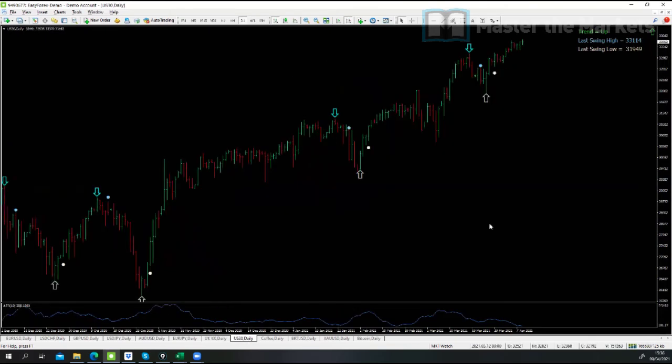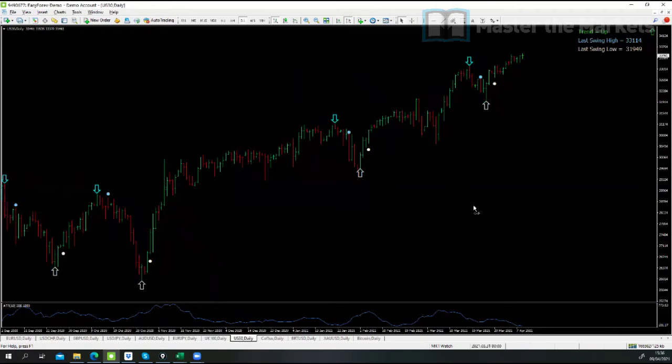FTSE. And the Dow Jones, pretty similar. A good recovery since October, and there you are, still showing some support to the upside on the Dow.